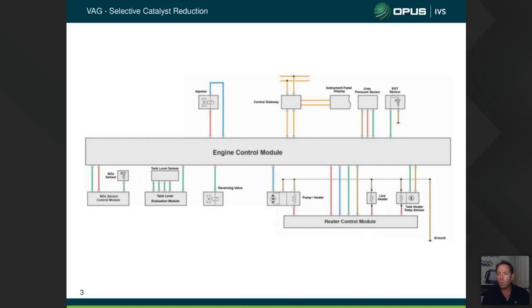So the engine control module controls most of the AdBlue system, but it does have a separate heater control module that is referenced back to the ECU. And again, the ECU is connected via bus back to our gateway and instrument cluster, because obviously the drivers need to know whether the vehicle is out of AdBlue or whether there's any issues going on with the system.